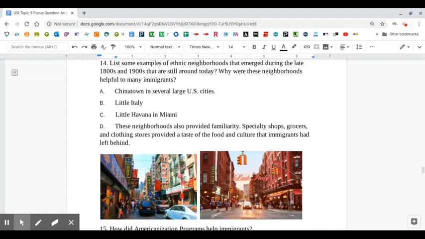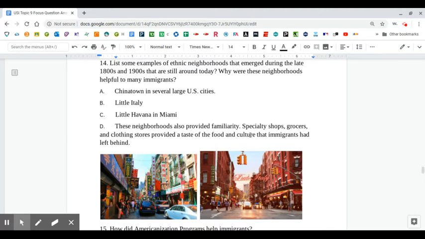14, list some examples of ethnic neighborhoods that emerged during the 1800s into the 1900s, many of which are still around today. You have Chinatown, both in New York City and many other cities across the United States. You have Little Italy in New York City. In Miami, where you had a lot of Cuban immigrants, Little Havana. In parts of Los Angeles, you have Koreatown, an area where a lot of Korean immigrants came into the United States.